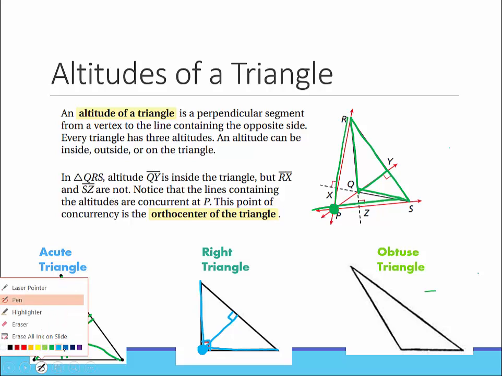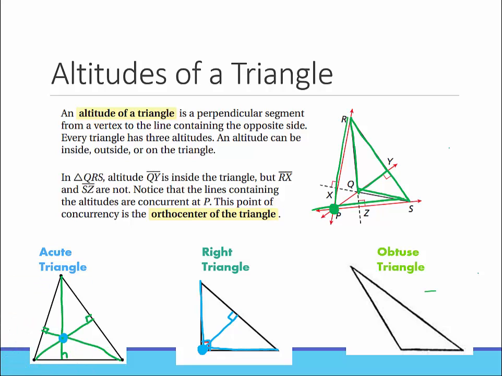An obtuse triangle is always going to be something a little weird because you have this one that's on the inside. And then these ones you kind of have to extend your triangle out. And it ends up always being like this point P that was out here where they all intersect, like this one. So for an acute angle, it's always inside. A right triangle, it's always at the 90-degree angle. And an obtuse triangle is always outside.